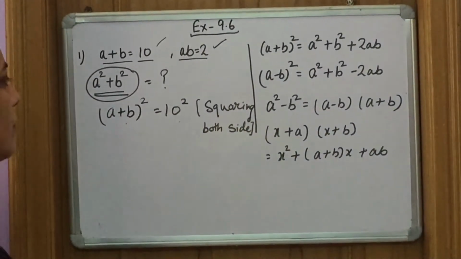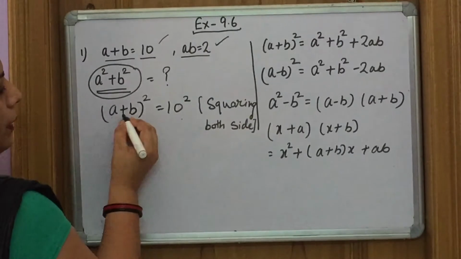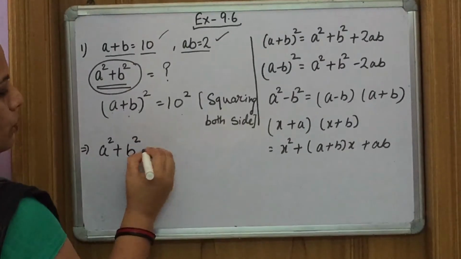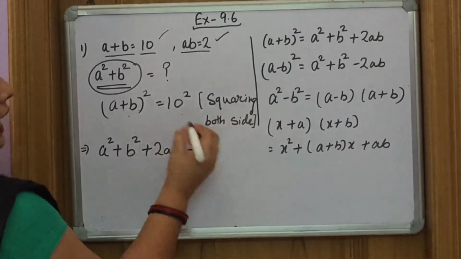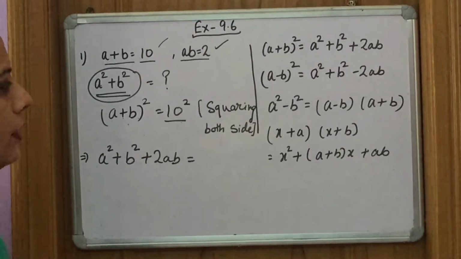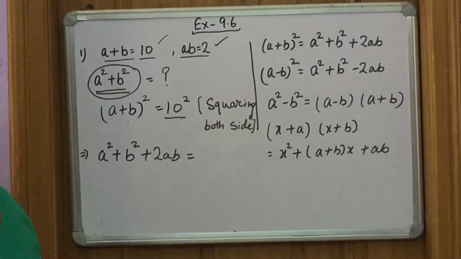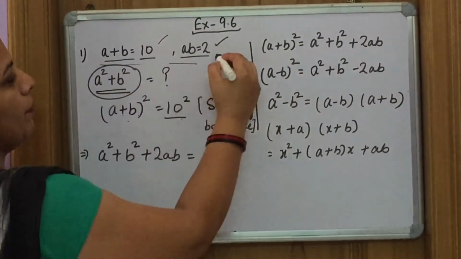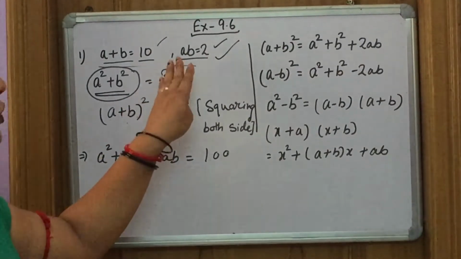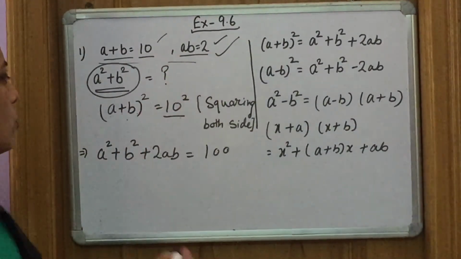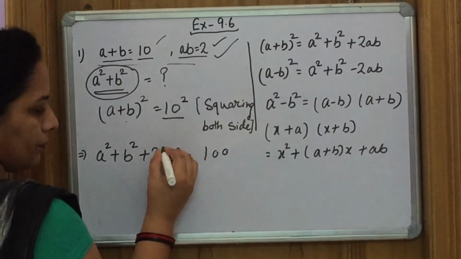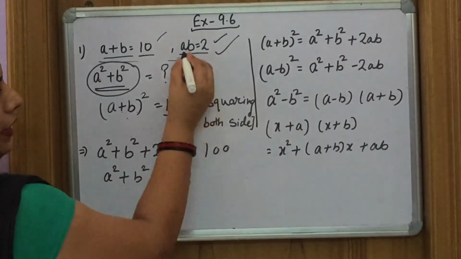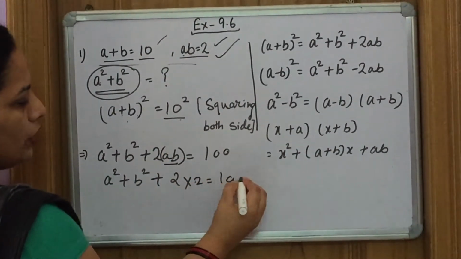After this the calculation, as we know the identity of (a plus b) whole square is equal to a square plus b square plus 2ab. And on the right hand side we have 10 square, which will be equal to 10 multiplied by 10, that is 100. Now put the value from the given statement, as we know that the value of ab is equal to 2. So we can put this value in this term. Then we have a square plus b square plus 2 times 2, which is equal to 100.